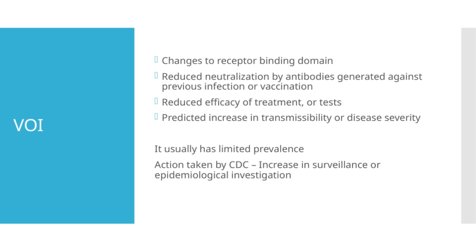We also often see a predicted increase in transmissibility or even disease severity with these changes, which can make controlling the spread more challenging. However, it's important to note that such variants usually have limited prevalence at first. That's why the CDC takes action by ramping up surveillance and conducting epidemiological investigations to monitor and understand these changes better. In the classification of variants of interest, or VOI, these factors are crucial because they help us stay ahead and adapt our public health strategies accordingly.